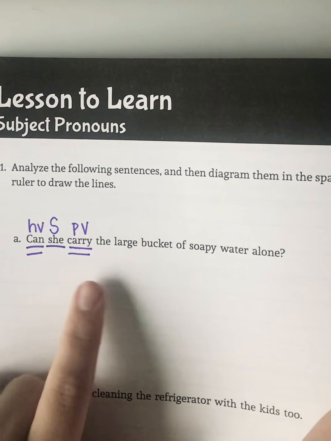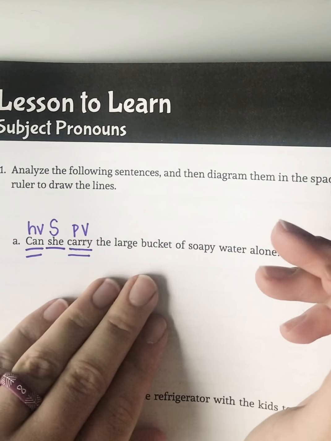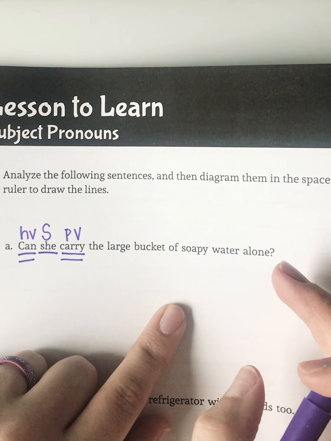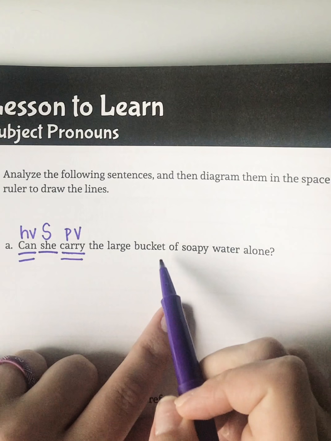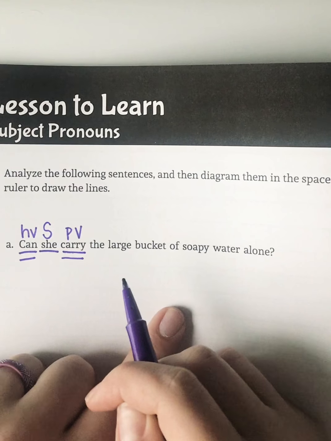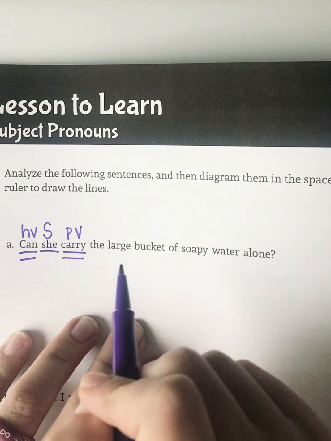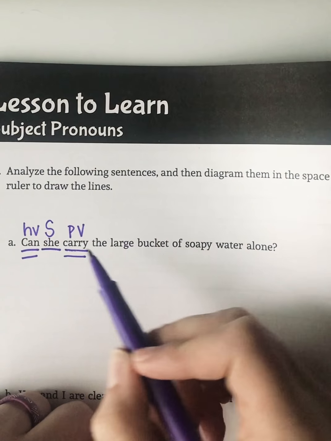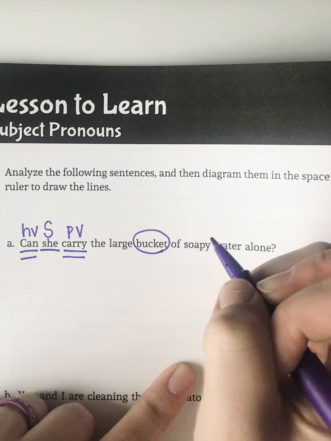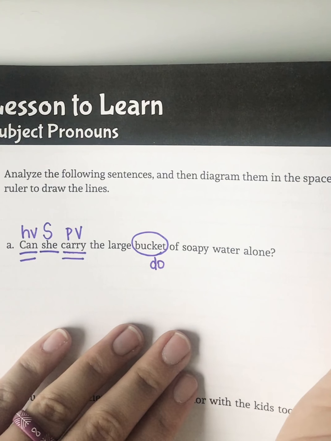Now, if I have a predicate verb, I now have to figure out whether it is transitive or intransitive. Let's look at the rest of the sentence. It looks like I might have a prepositional phrase in this sentence, and I'm seeing that I will have some extra words. So I am seeing that I will have a transitive verb, meaning that I will have a direct object. Direct objects answer the questions of what or whom. So, what will she carry? A bucket, okay? She's going to carry a bucket. So I'm going to circle bucket and put D-O below it.